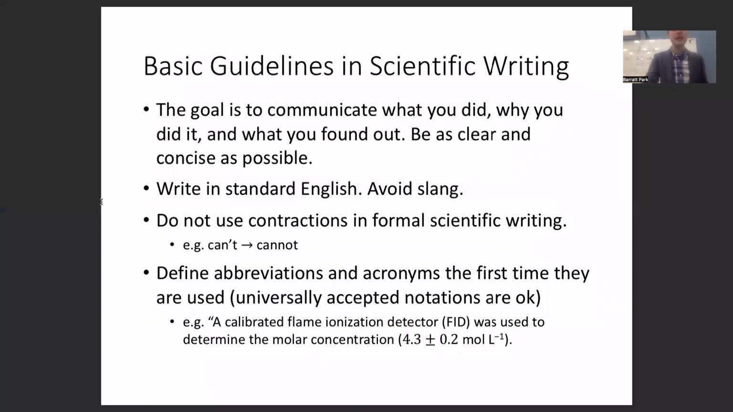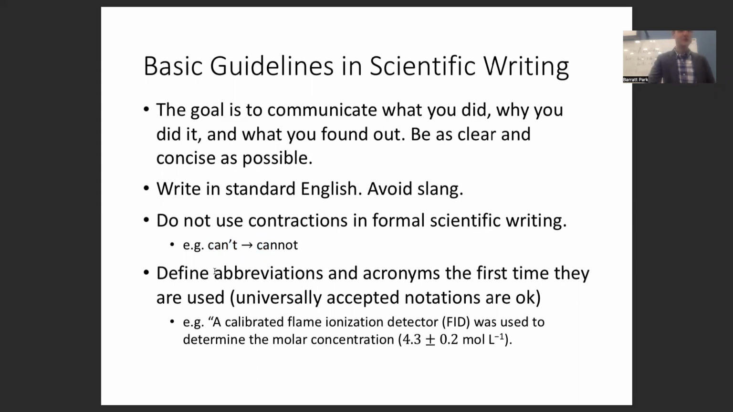Okay, a few guidelines on how to write when you're writing technical scientific documents. The goal is, of course, to communicate what you did, why you did it, and what you found out. So you want to be as clear as possible, and you can also be concise. You don't need to write something that's longer than it needs to be for the audience to understand what you did. You want to write in standard English and avoid slang. You don't use contractions in formal writing, so you wouldn't use the word can't, you use the word cannot.